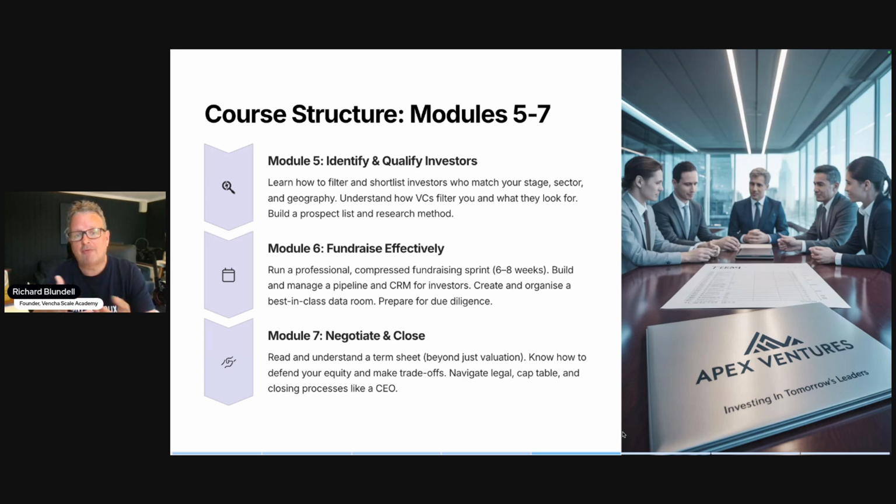And then we're into module 7, which is the negotiation stage, which is really, really important. And then closing your investment and getting that money into your business. You need to read and really understand that term sheet, beyond just what they're valuing your business at. And we'll look at how you value your business and what you should be valuing your business at. Know how to defend your equity and make trade-offs in that negotiation stage. We'll give you some tips there in terms of what you can and can't trade off. And then, of course, navigate the whole legal phase, the cap table, and the closing process like a pro CEO. We will be with you on every stage of this journey.